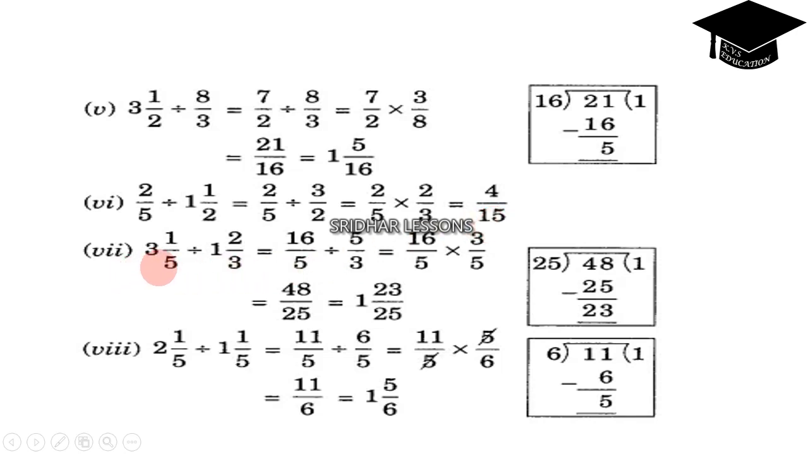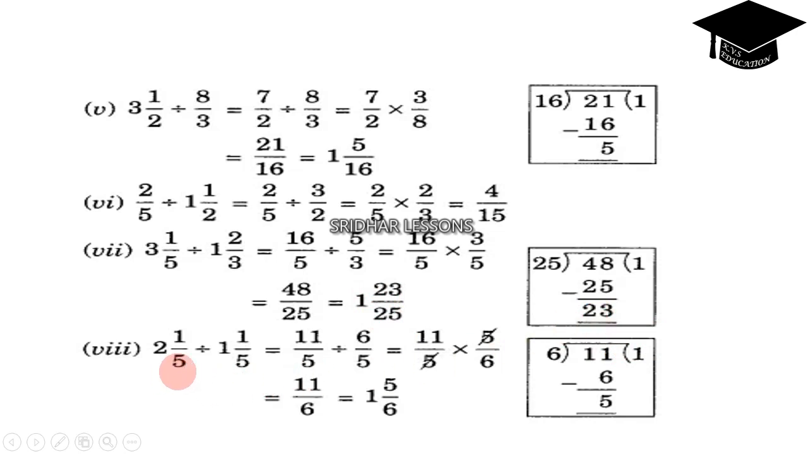Question number 7. 3 1/5 divided by 1 2/3. This is equal to 3 times 5, 15 plus 1, 16/5 divided by 3 times 1, 3 plus 2, 5/3. This we can rewrite as 16/5 times 3/5. 16 times 3 is 48, 5 times 5 is 25, so 48/25. We can rewrite this as 1 23/25 by taking 23 as the remainder.